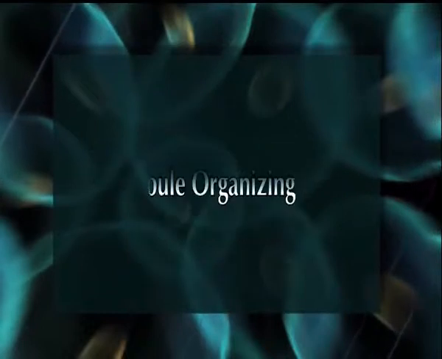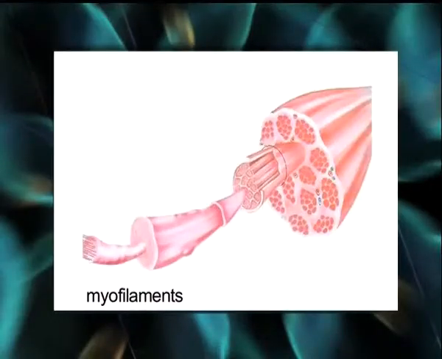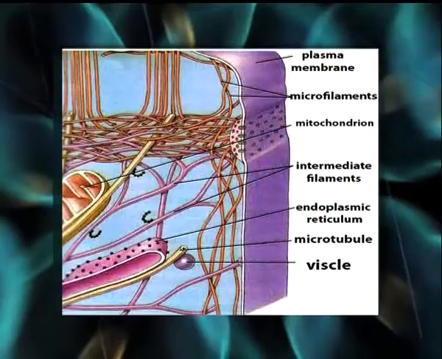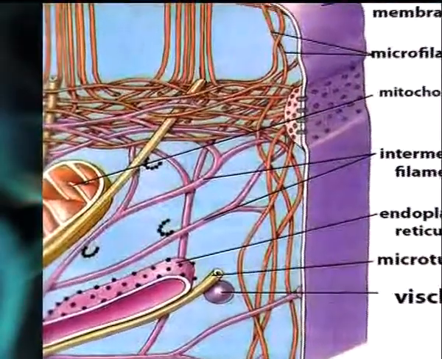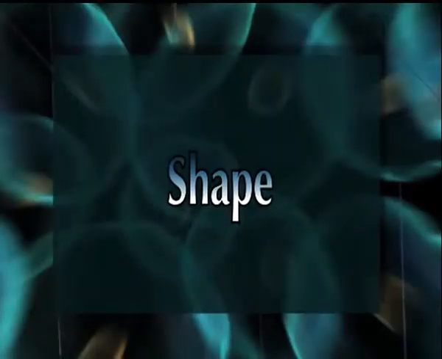Number 5, microtubule organizing center. The nuclear envelope provides the surface for the attachment of the myofilaments, microtubules, and microfilaments, which in turn are connected to cytoplasmic organelles like mitochondria. Number 6, shape. The nuclear envelope maintains the shape of the nucleus.